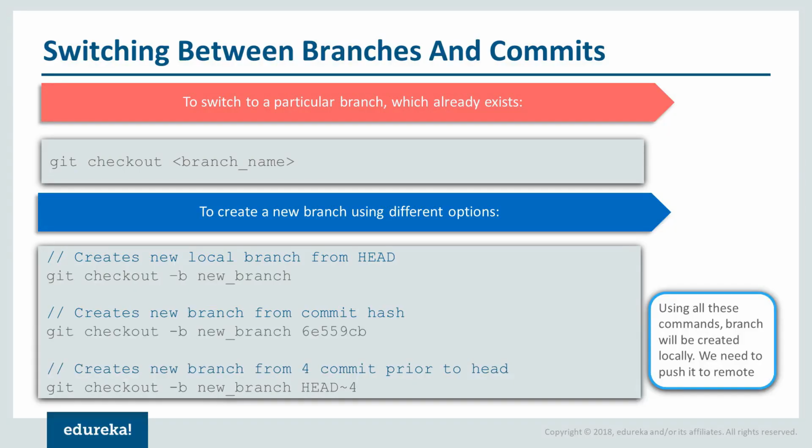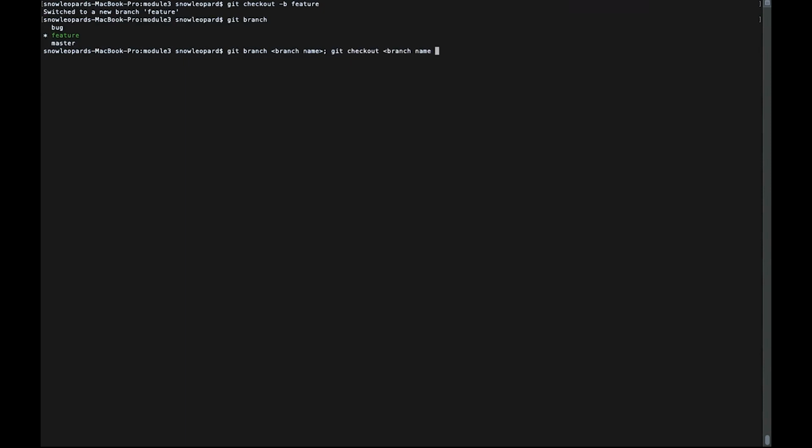Now there are a few other options to create a branch. The first one is that I can create a local branch from the head and switch to it automatically. So instead of git branch, I can use git checkout -b, let's call it feature. I have created a new branch and switched to it as well. In general, the git branch command and the git checkout branch name command is equivalent to git checkout -b branch name.